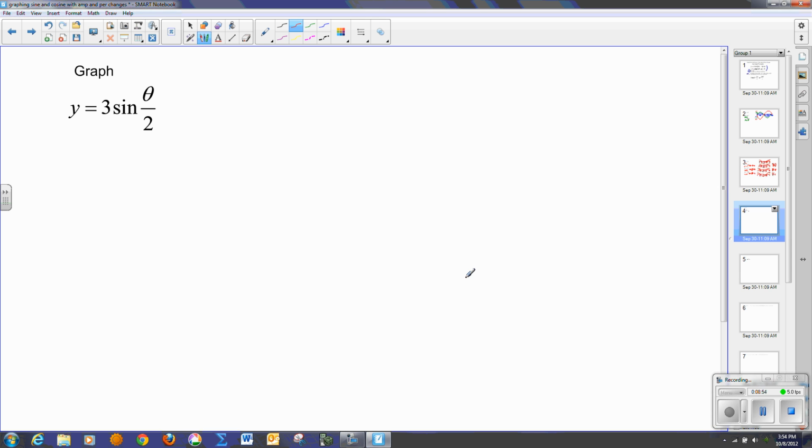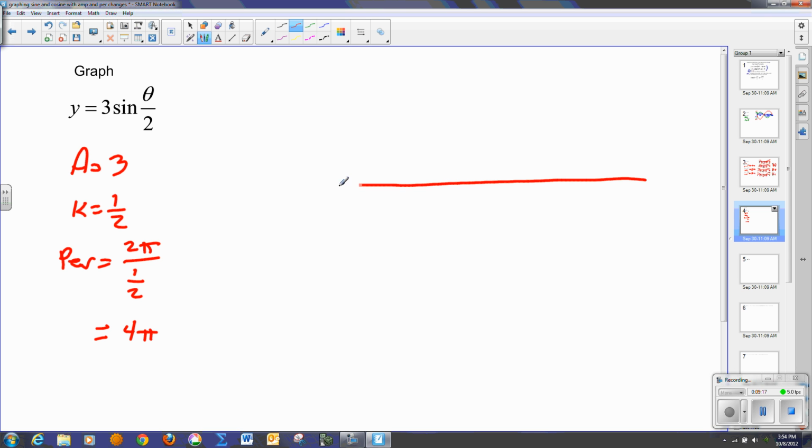Now we're going to link a couple of these together. In this case, our a value is equal to 3. Our k value is equal to a half. Therefore, our period equals, let's go 2 pi over the k value. So our period is equal to 4 pi. So I'm going to graph one period of sine, and I know that period is going to happen every 4 pi.